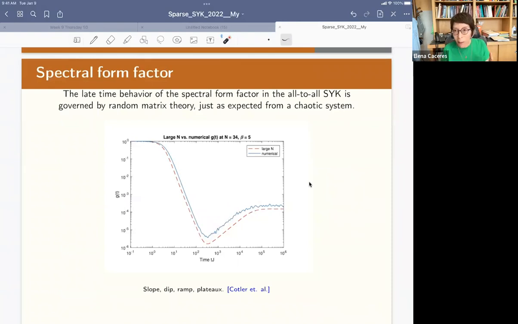You can just do a random matrix calculation and you will find the famous ramp, this famous behavior. And this behavior of random matrix theory is supposed to be very universal. So this part of the plot is supposed to be very universal for almost any chaotic system, even gravitational systems, so black holes also. This part of the plot, the slope and all that, is not universal, it's more dependent on the system, so it did not receive much attention.